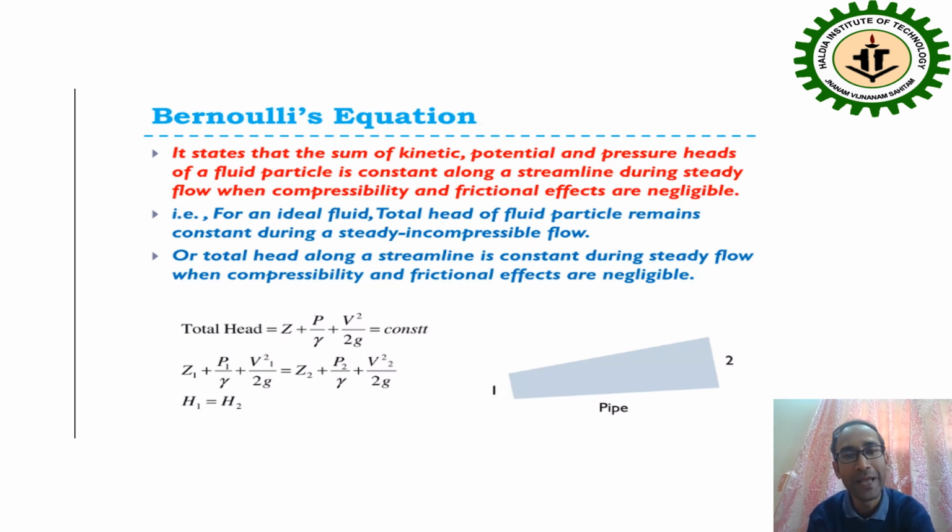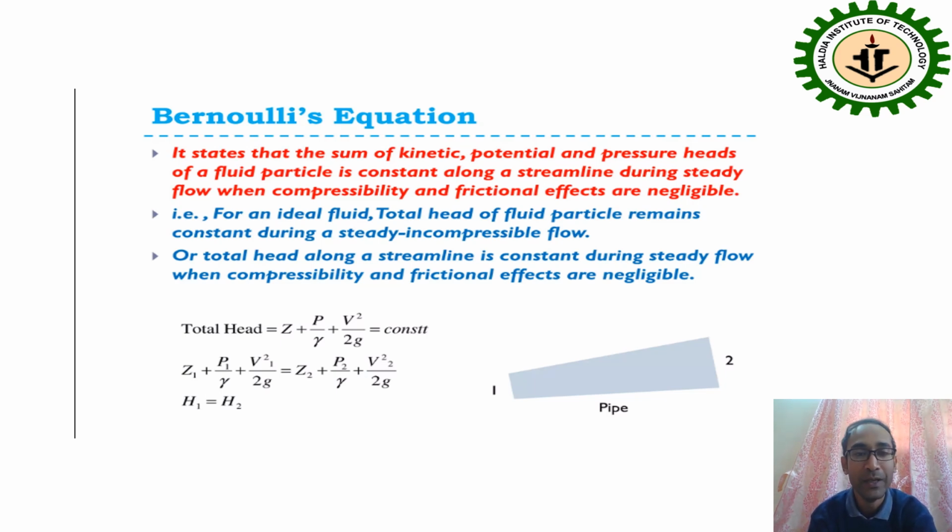So that means for an ideal fluid, the total head of a fluid particle remains constant during a steady incompressible flow, or the total head along a streamline is constant during steady flow when compressibility and frictional effects are negligible. So total head equals Z plus P by gamma plus V square by 2g is constant as per Bernoulli's equation. If we consider a pipe, inlet is 1 and outlet is 2.